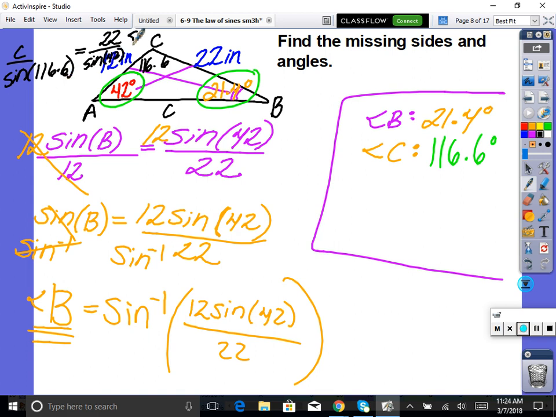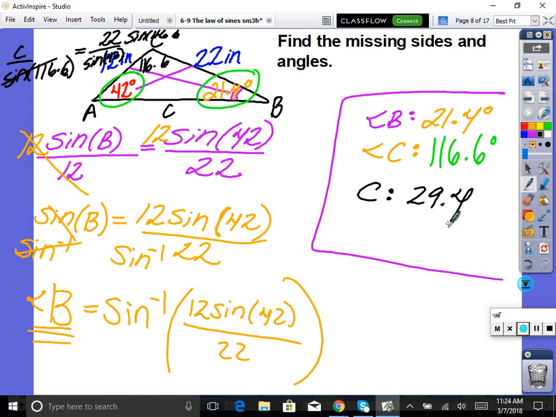So with this one, you'd multiply up by sine of 116.6. And then side C is what? 9.4. You're awesome. Okay, awesome, good to go.